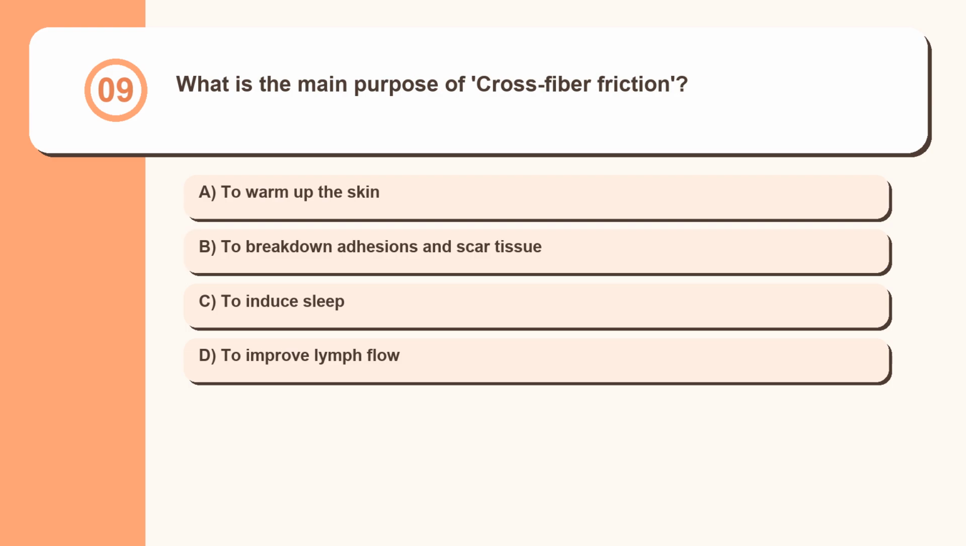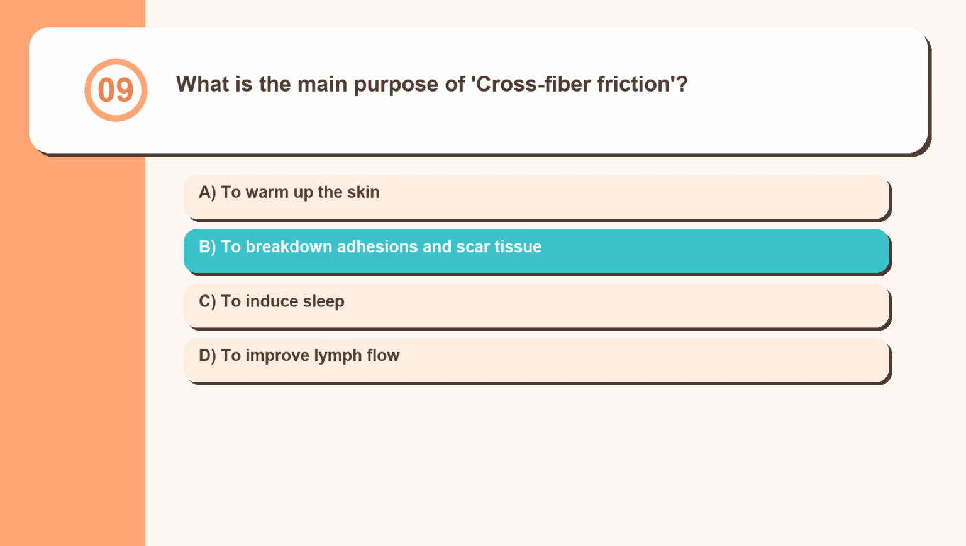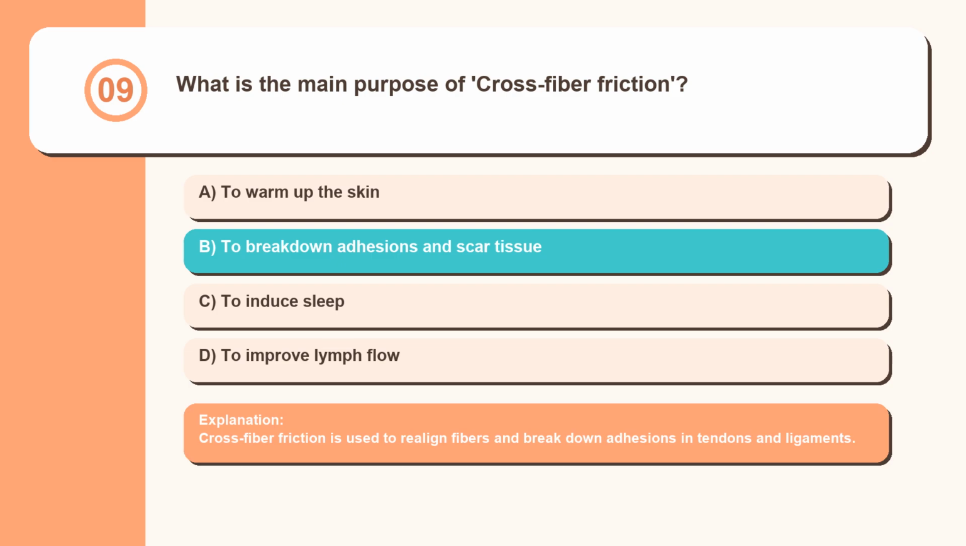Question 9. What is the main purpose of cross-fiber friction? To warm up the skin, to break down adhesions and scar tissue, to induce sleep, to improve lymph flow. Cross-fiber friction is used to realign fibers and break down adhesions in tendons and ligaments.